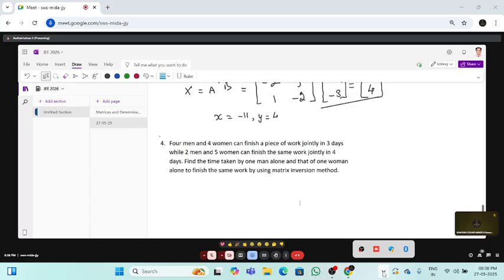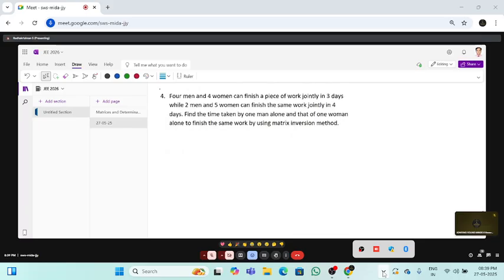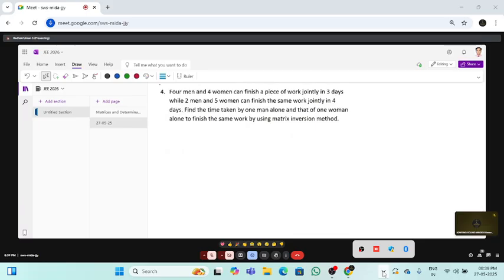So I hope everybody understood the matrix inversion method. If anybody did not, please let me know. Now you have to formulate an appropriate problem in this case, and then use the matrix inversion method to solve. This is from your book, Exercise number 1.3, problem number 4.